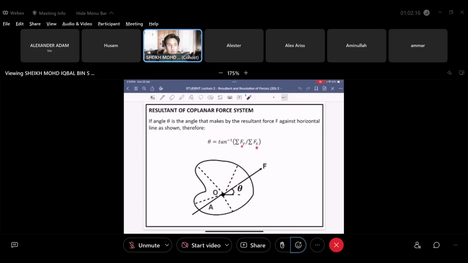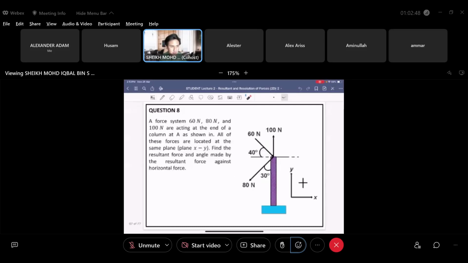But depending on the question, if it wants the horizontal, then you take the angle here. But if it wants the vertical, then you take this angle. It depends on the question. This is the horizontal angle. This is the vertical angle. So I think it's easier for me to show you how to calculate it using an exercise.